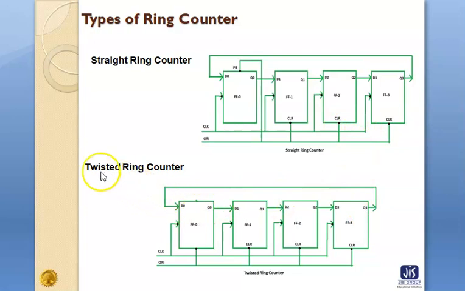And another type of ring counter is the twisted ring counter. It is also known as switch tail ring counter or walking ring counter or Johnson counter also. It connects the complement of the last flip-flop to the input of the first flip-flop, and it circulates a stream of ones followed by zeros around the ring. Here we use clear for all the flip-flops.